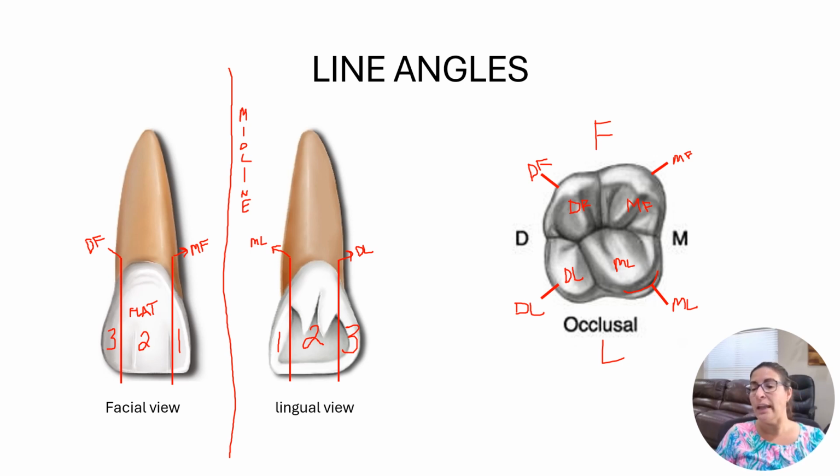Essentially, what the line angle does is separate or divide out the different sections of the tooth, and it happens as the tooth starts to curve. There's a specific point on the tooth where we say, this is where we're going to separate the tooth, so that we still have the three different sections. The reason this is important is because it helps when the hygienist or the dentist is doing their probing.